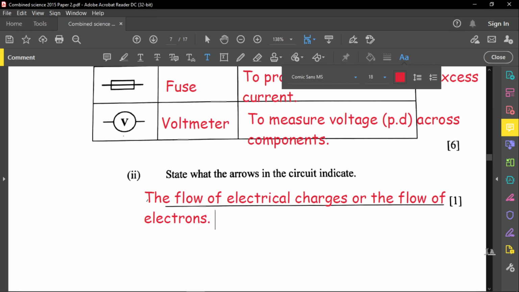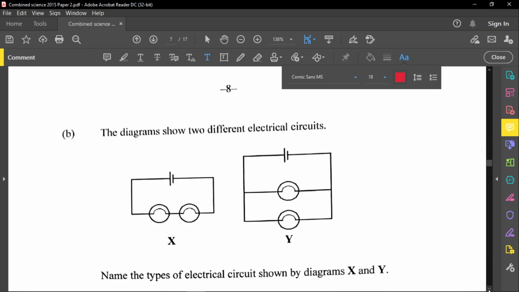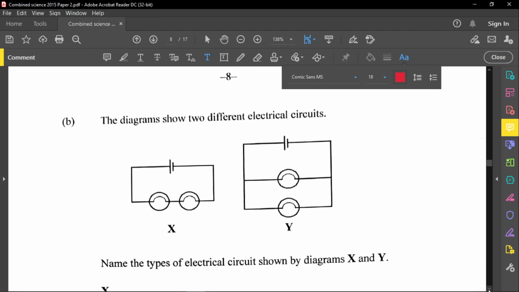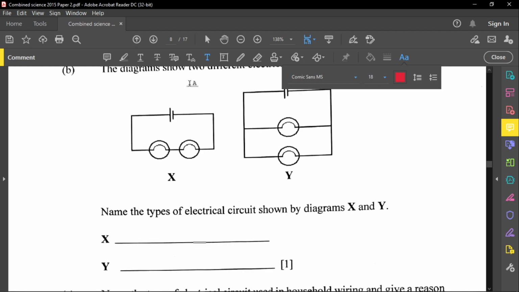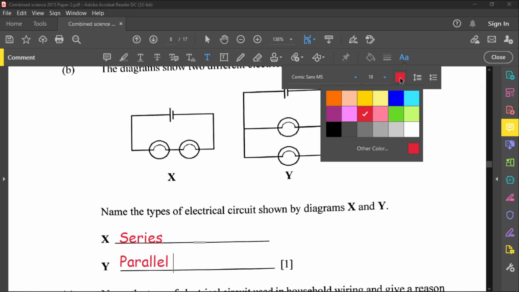So we jump to the next part of this question. This part of the diagrams shows 2 different electrical circuits, and it says name the type of electrical circuit shown by X and Y. Just look at what X is. X has one direction, one path for current to flow. And in diagram Y, there is more than one path for current to flow. So that will be a parallel circuit. This one here is series, and the one here will be parallel.